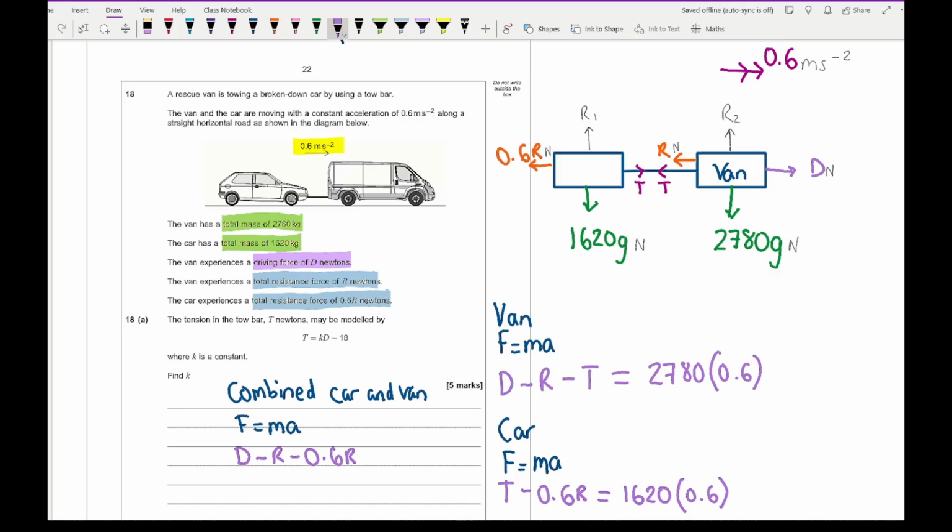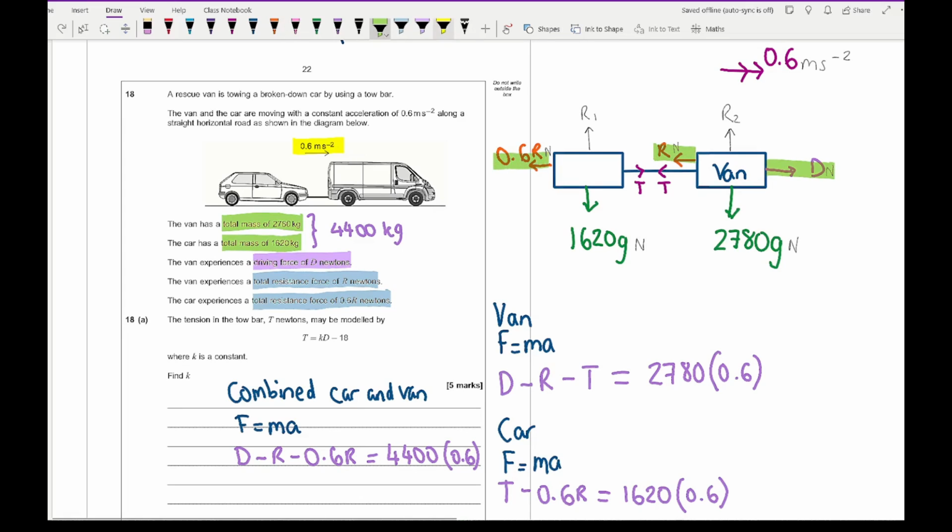and then we're looking at the combined mass of 2,780 and 1,620, which is 4,400 kilograms. So that would be 4,400 times by 0.6 for the acceleration. So there's all of the forces going forward and all of the forces going backwards.